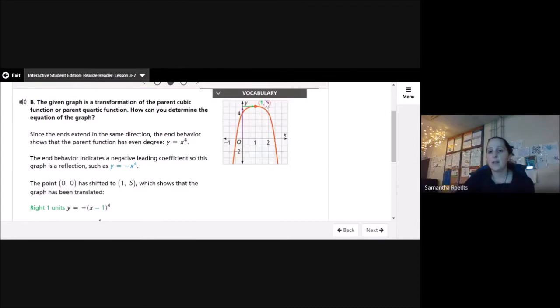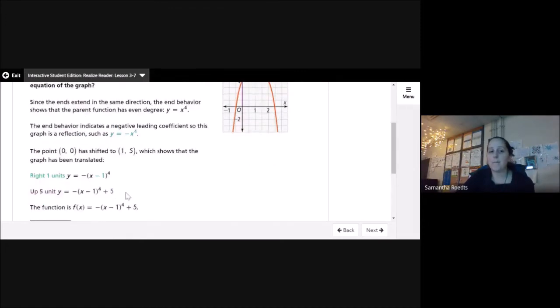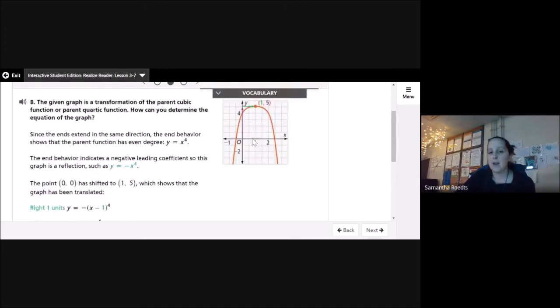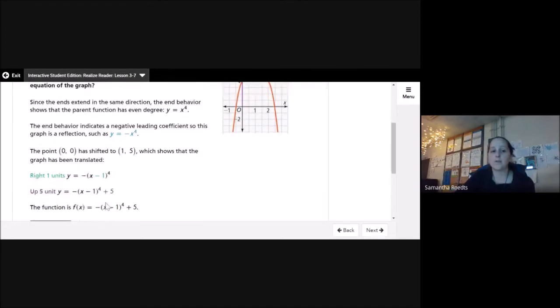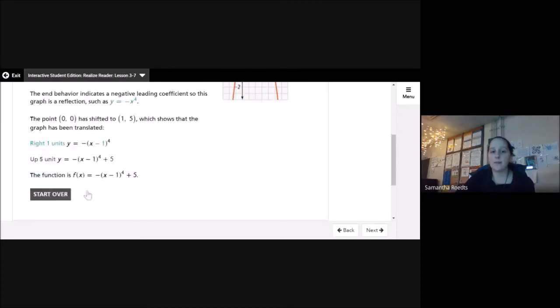Okay. Now here's the center at 1, 5. So the point 0, 0, I started at 0, 0. I went up 5 and over 1. So it's a shift of 1 unit to the right. So that's -1. And then it's up 5 units, so +5. So negative x minus 1 to the 4th plus 5.